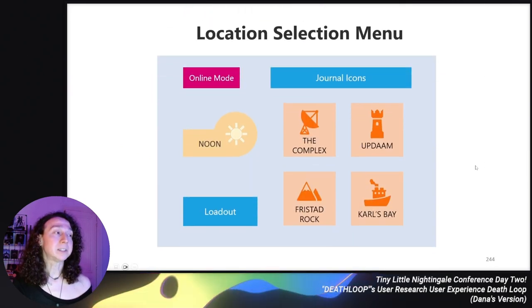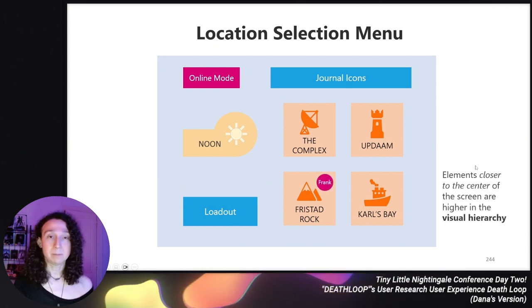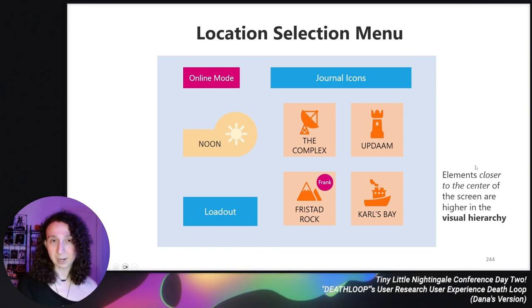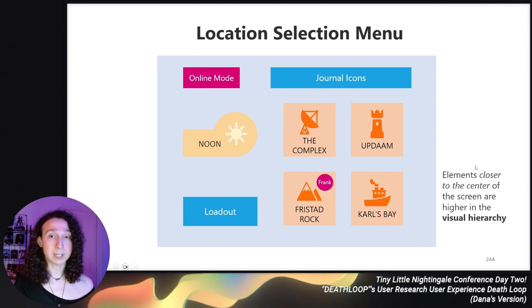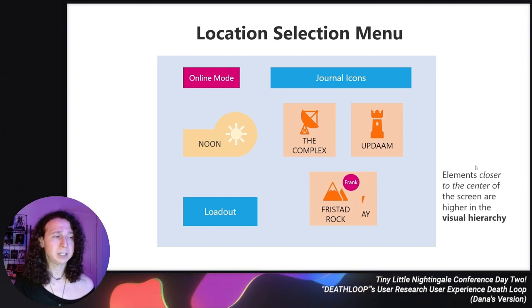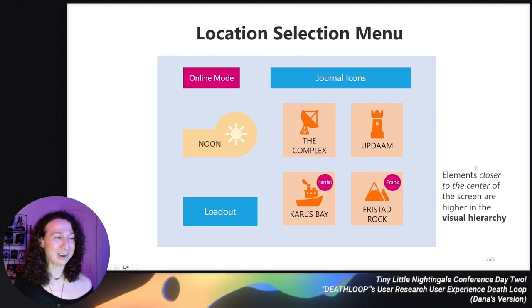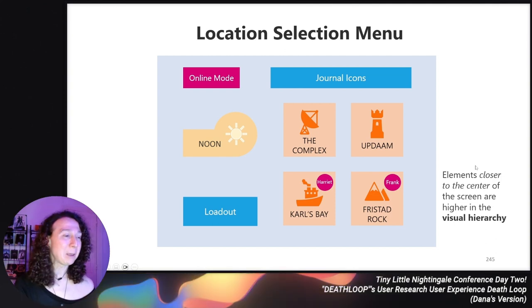Let's get started. And let's start with the location selection menu. Simple visual design principle is that elements closer to the center are higher in the visual hierarchy. Frank and Freestad Rock were pretty close to the center, so we just moved it. We just swapped it with Carl's Bay. Now Harriet's location is higher in the visual hierarchy.